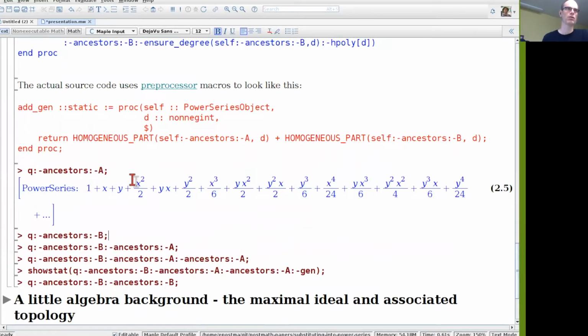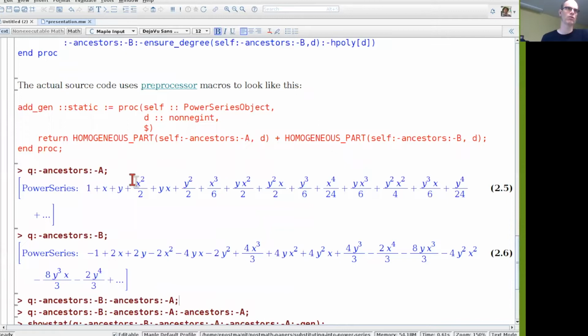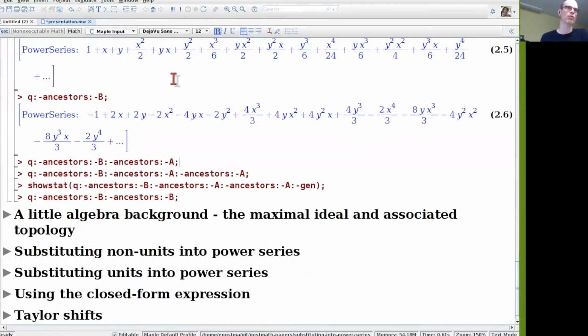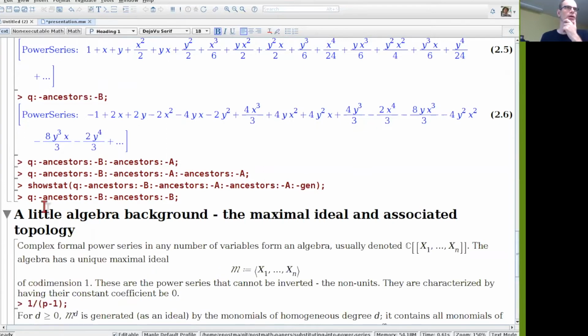This is p itself, and this is -1 over p squared, and we can dig more into it, but we won't do that right now. Okay, so that was a very brief overview of the multivariate power series package. I want to dig a little bit deeper into the algebra background now.